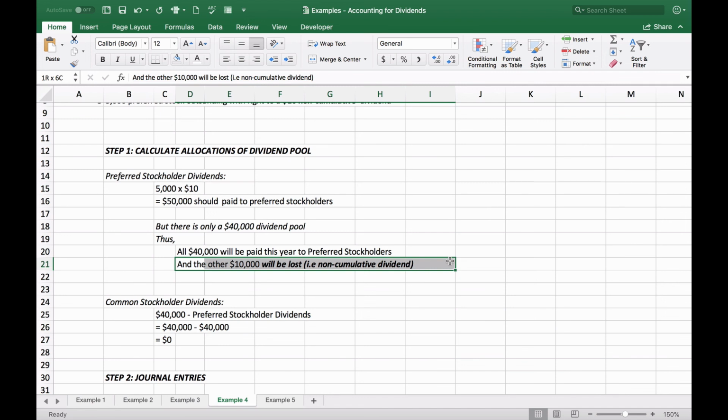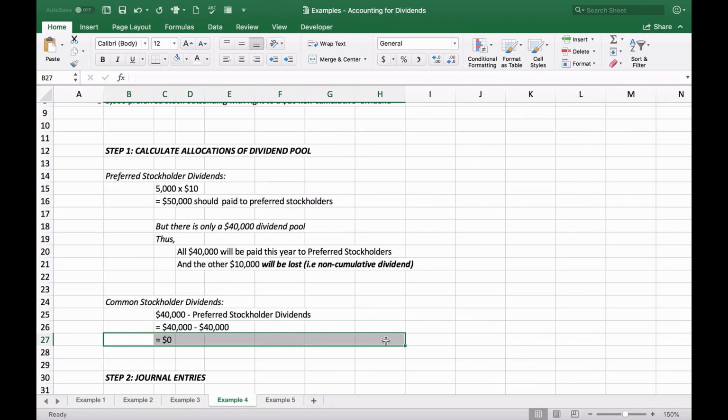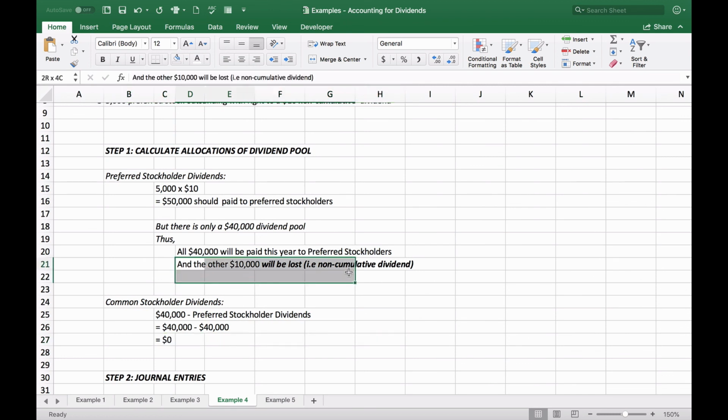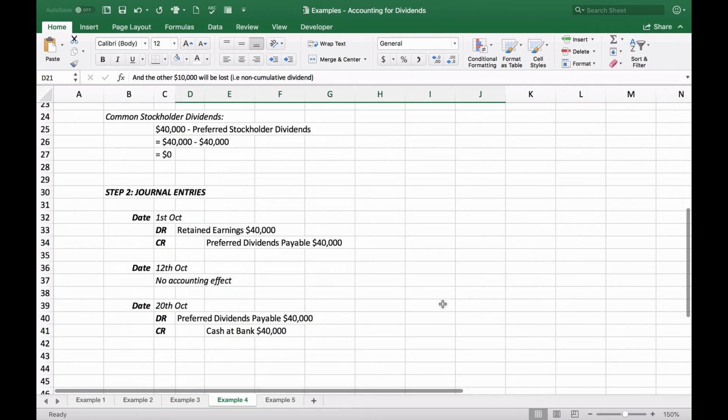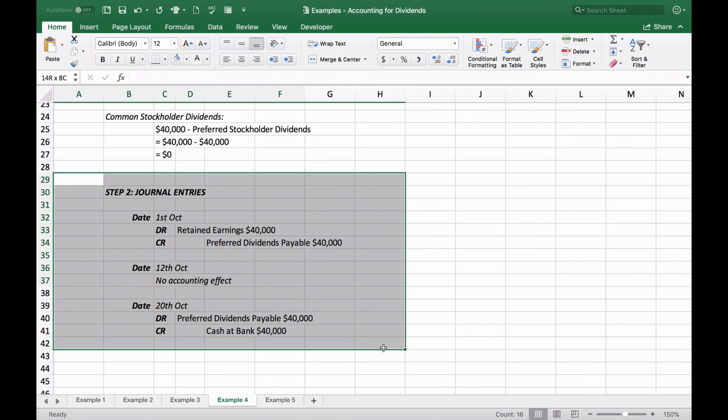So, the common stockholders, even though they get nothing again this year, they might be able to be paid something next year or next period because this is non-cumulative. Journal entries are identical to last time. Okay, that was a quick example. Any questions, feel free to comment or get in touch, but I hope it's all crystal clear.